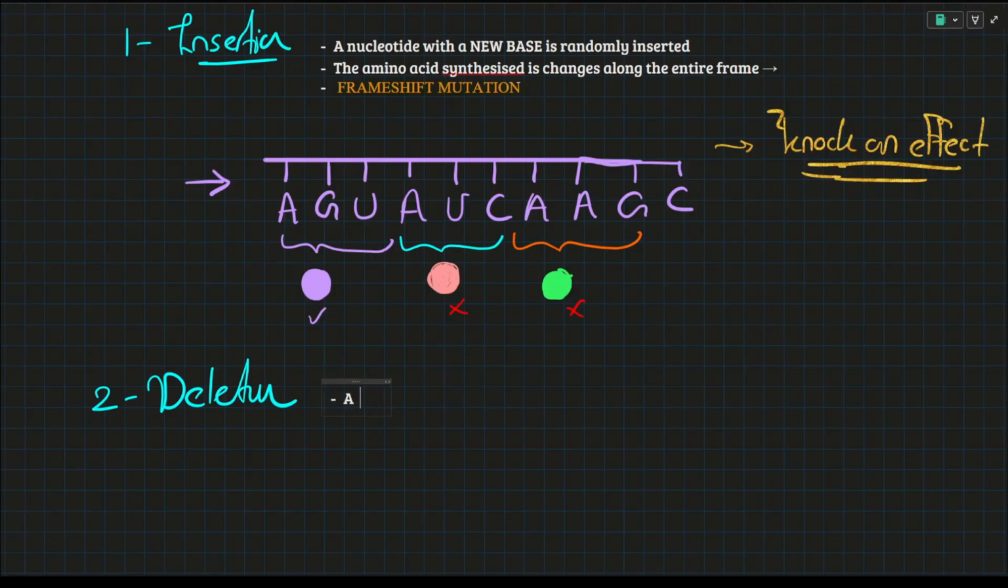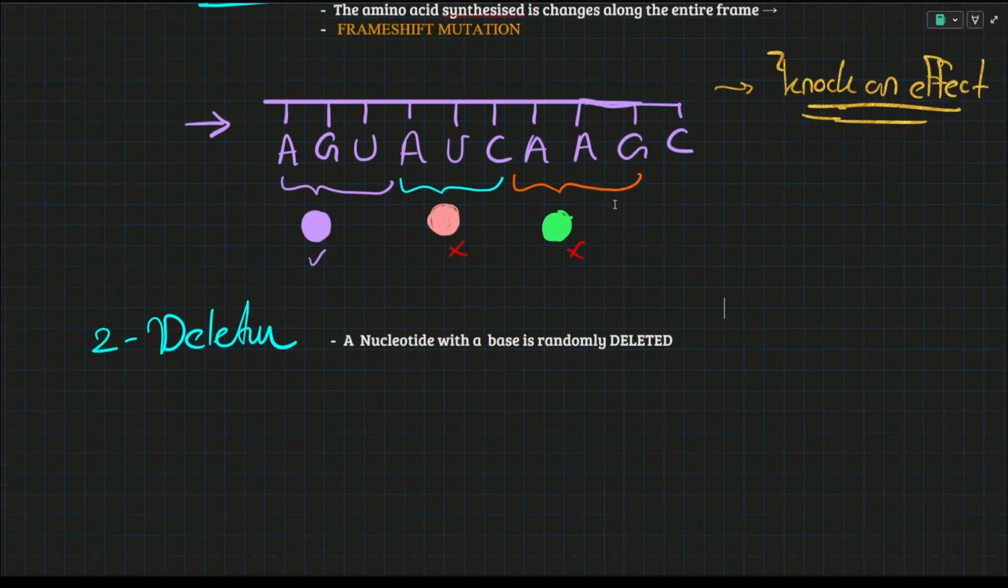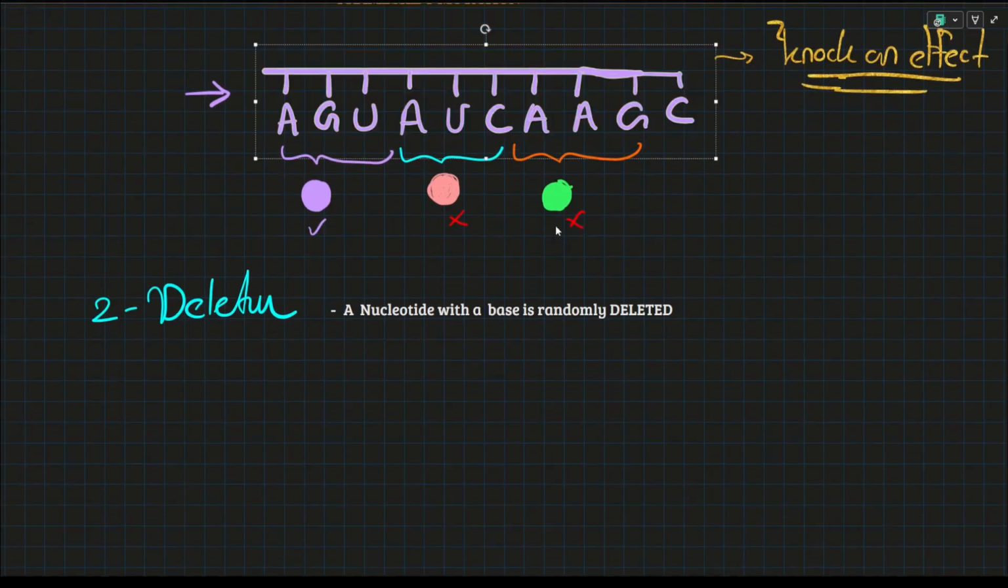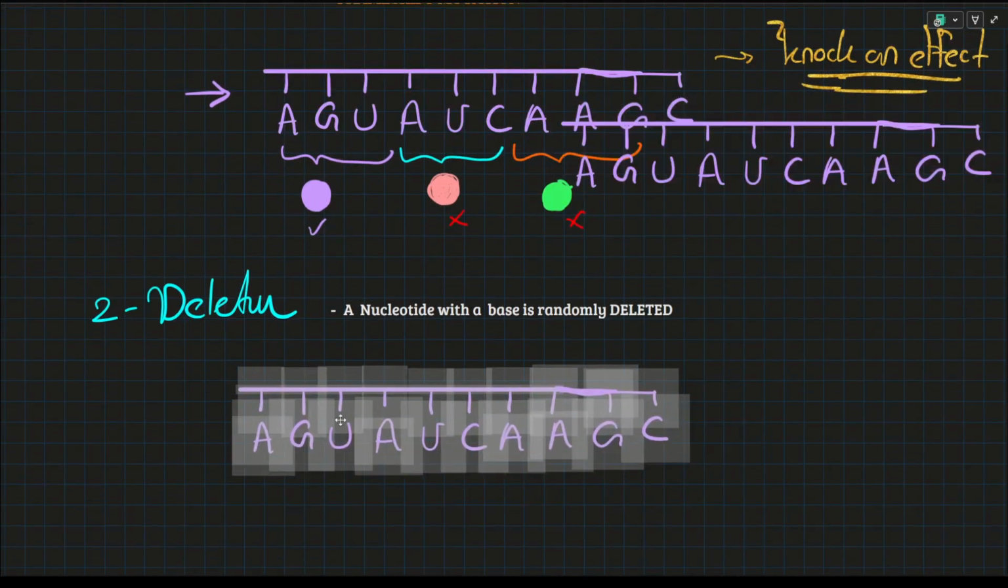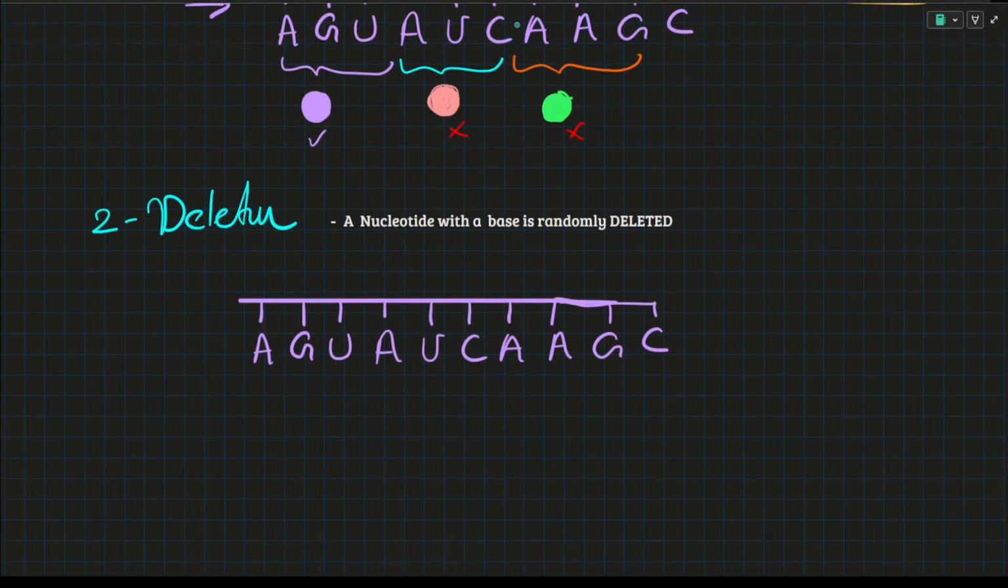When it comes to deletions, a nucleotide with a base is randomly deleted. All of that, boom, gone, left. So if I consider the same exact base segment, let's say we're reading again from the left. So 1, 2, 3, 1, 2, 3, 1, 2, 3. Let's say we are reading that. This guy gets deleted, all of that.